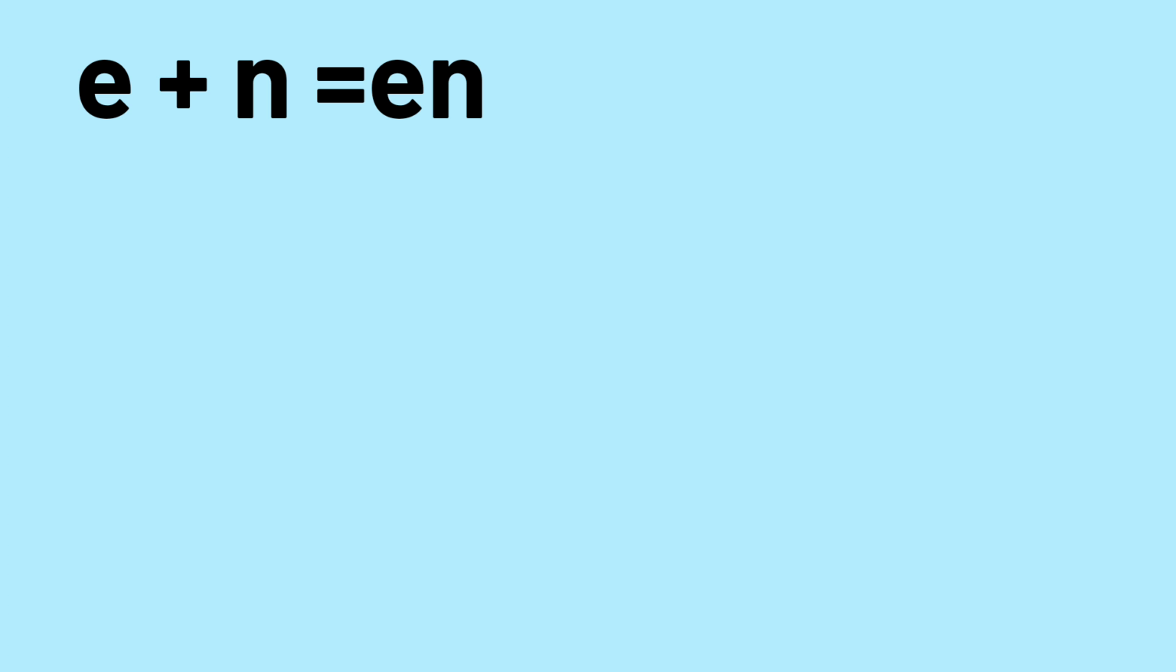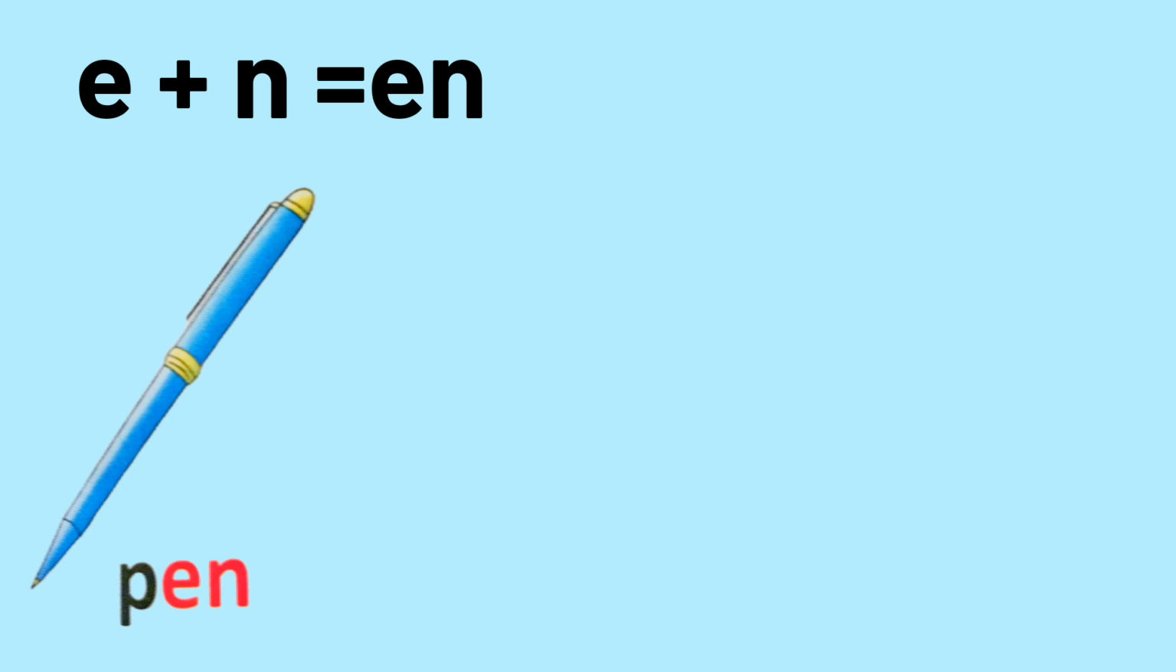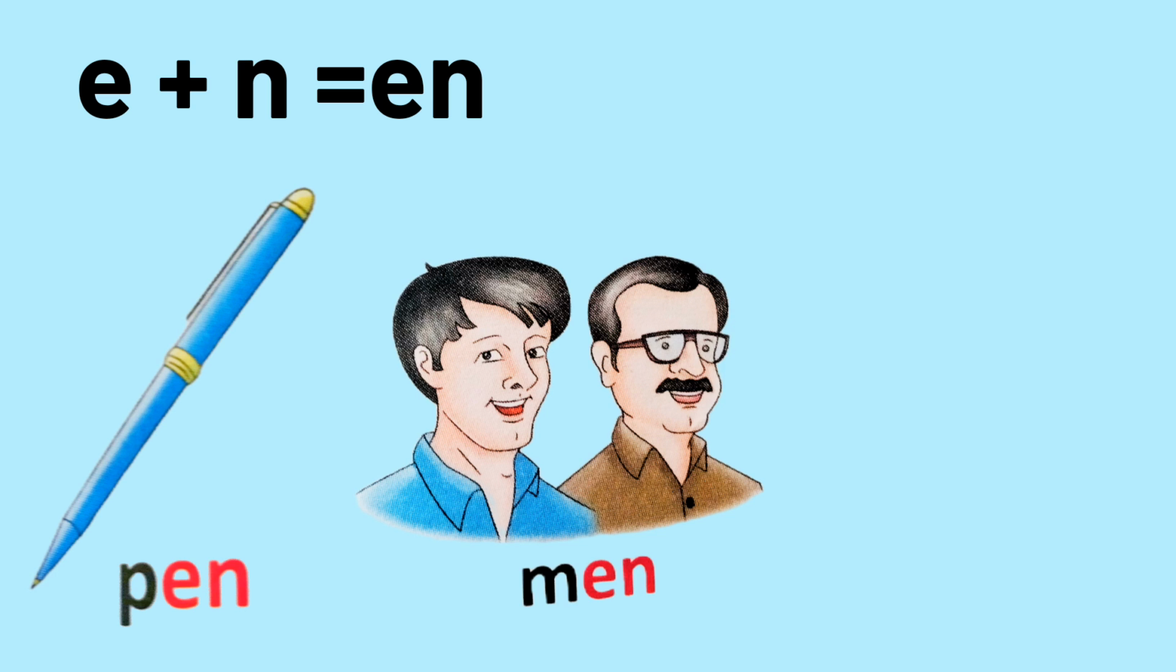E sounds like A and N sounds like N. So when we pronounce them together, it gives us EN. Here is an example. P-E-N. Now, EN sounds like EN and P sounds like P. So when we pronounce them together, it gives us pen.